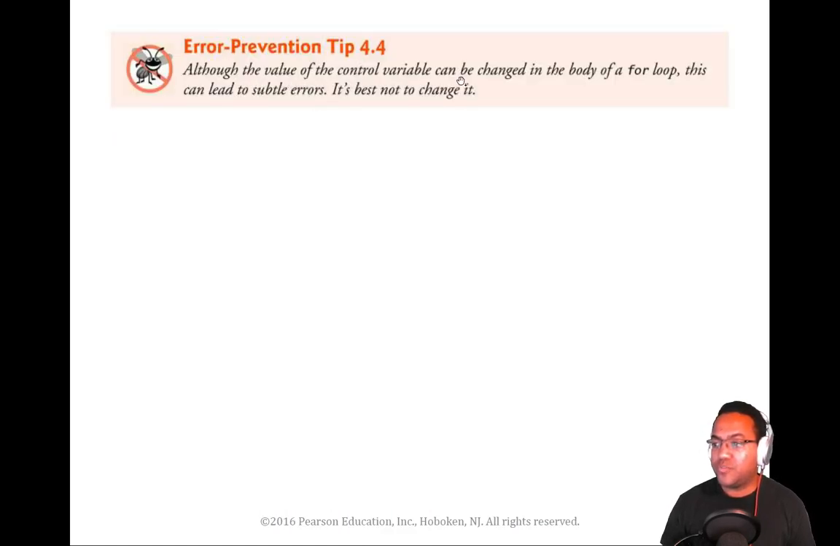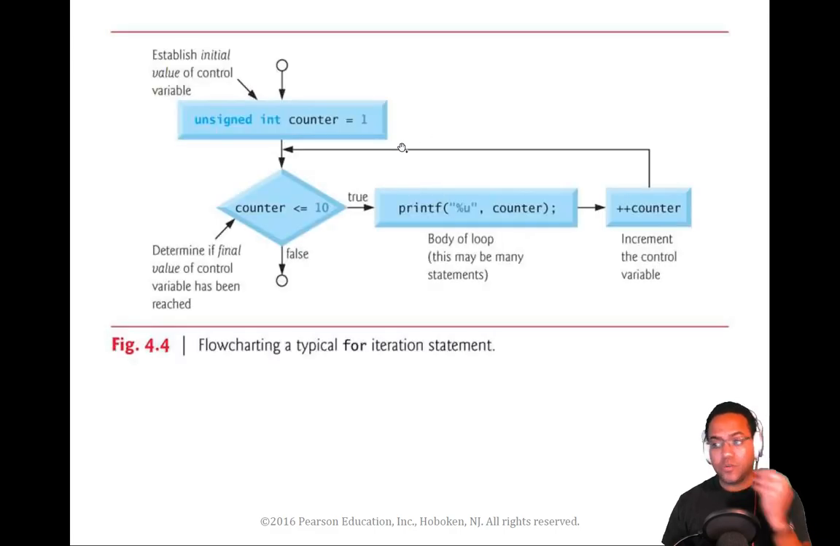Although the value of the control variable can be changed in the body of a loop, this can lead to subtle errors. It's best not to change it and to put it in the parameters. So, you establish your initial value of control, which is your unsigned int counter equals 1. Is counter less than or equal to 10? Yes. Print the counter. Increment the counter, try again. It'll just go until 10 is the value.